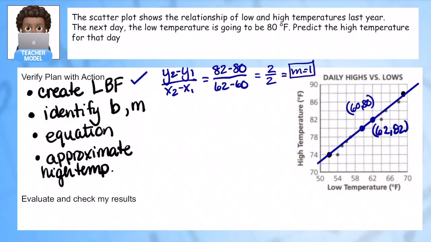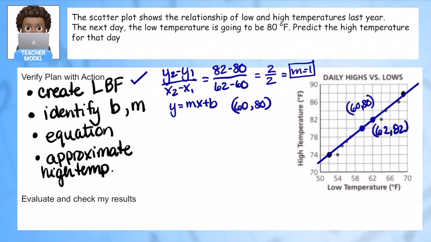So that's a pretty strong positive correlation if it's almost straight and direct. This is pretty good. Let's actually try this out then. So we actually have this, y equals mx plus b. We know the m is equal to 1, but we don't know what the b is equal to. So let's use one of the points to find it. Okay, so we're going to use 60, 80.